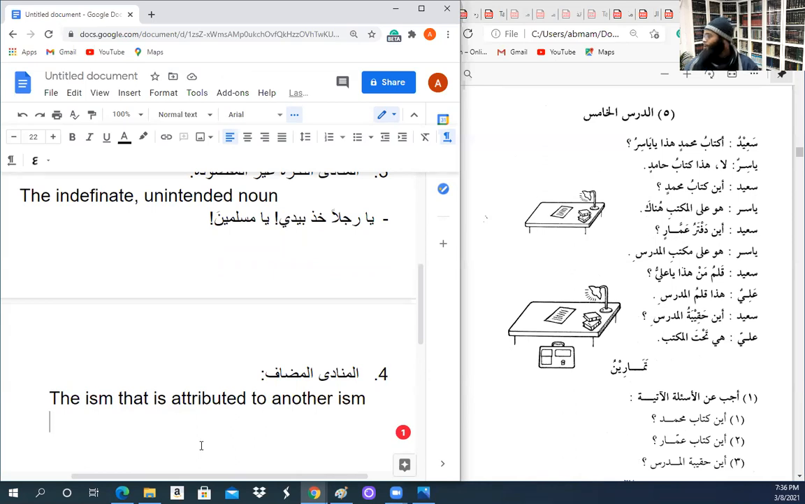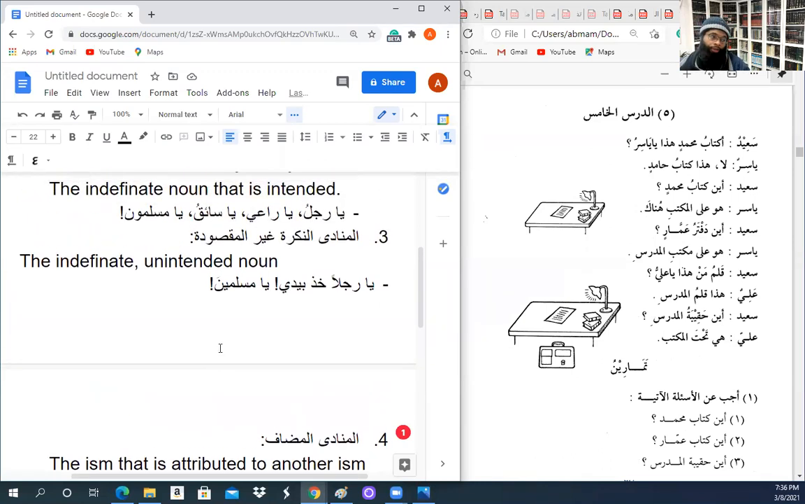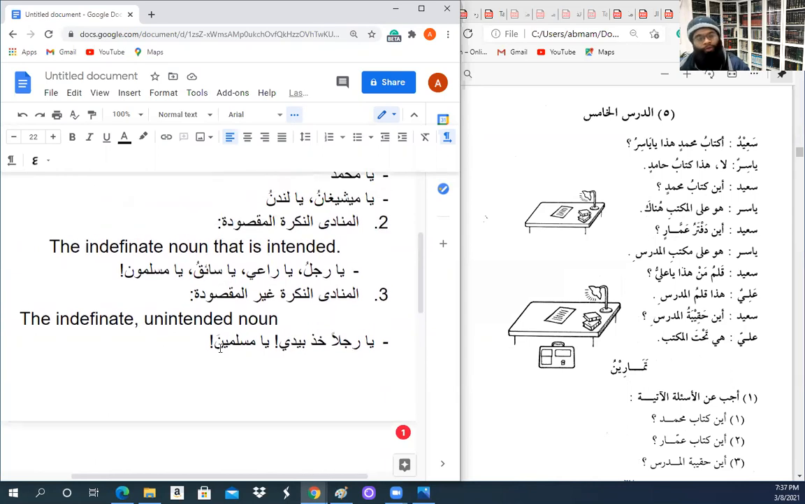So there are four kinds. There's علم. علم is always مقصود. It's a proper noun. Then there's nakira. Nakira is either مقصود or غير مقصود. Then there's المضاف. That's a subcategory, and this is the third one. So the first is علم. Second, nakira has two: مقصود and غير مقصود. The third one is منادى مضاف.